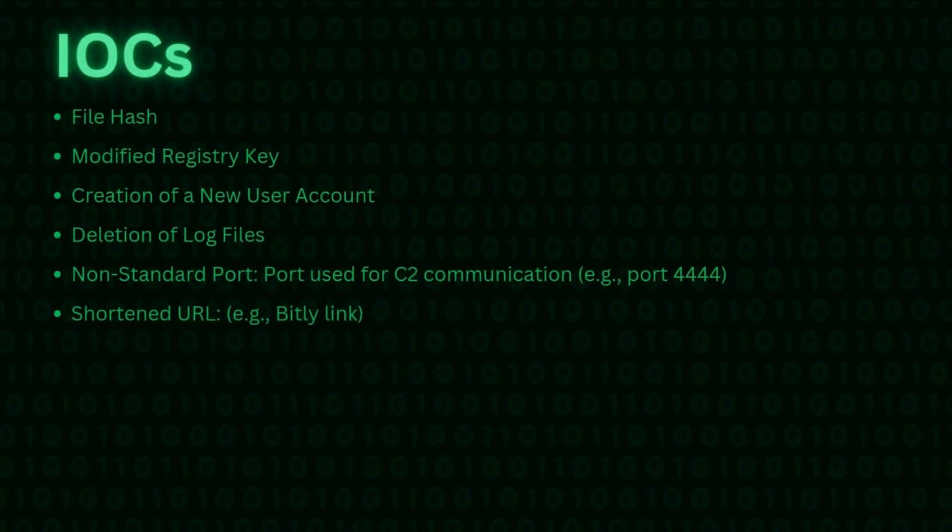Let's talk about the indicators of compromise before moving to the analysis phase. The first IOC is the file hash of the malicious payload detected by the EDR. The second IOC is the modified registry key. The third IOC is the creation of a new user account. Another IOC is the deletion of log files. The fifth IOC is the non-standard port used for C2 communication, which is 4444. Lastly, we have a shortened URL using bit.ly.